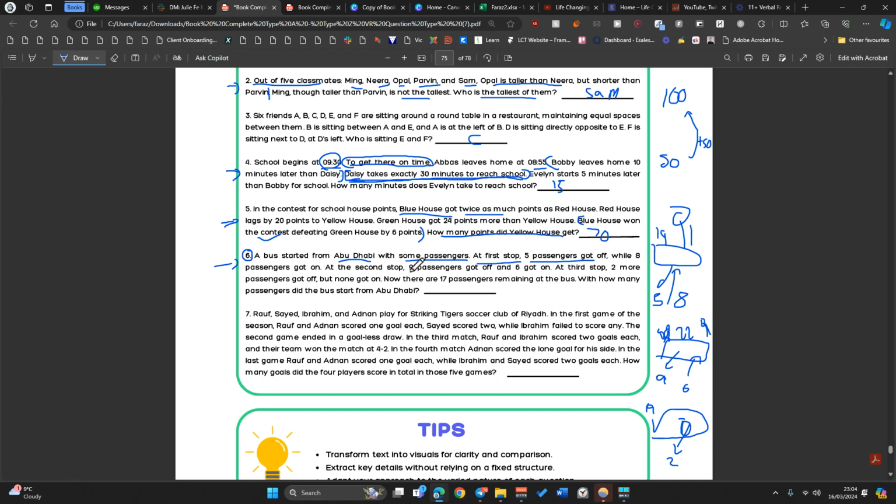And if we have a look at the thing, it started at Abu Dhabi and then got to the first stop. So between these two, obviously nothing changed. It was always still 19 passengers. So it started off basically with 19 passengers. And that will be the answer.